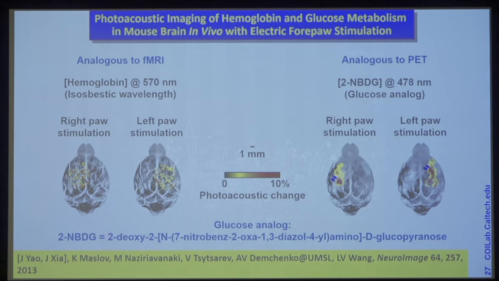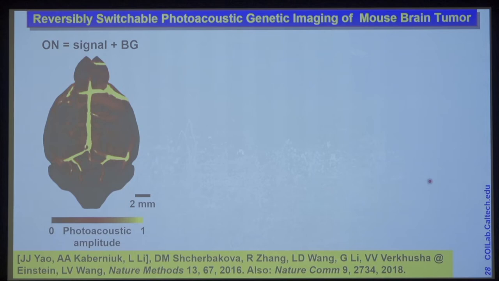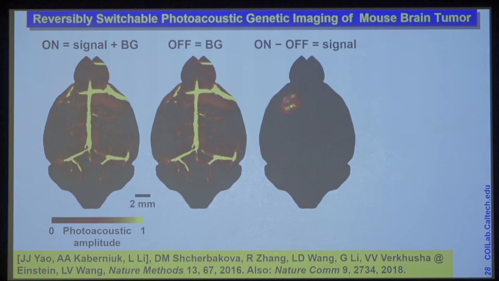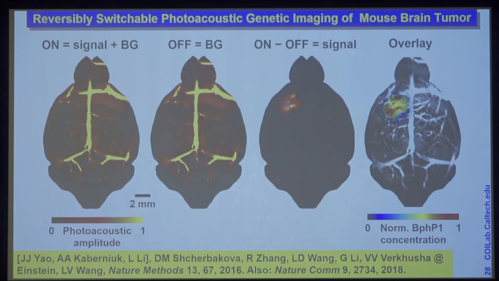So we can also use genetic encoding to image all sorts of proteins. And this is an example where we have reversibly switchable proteins. So you can turn the absorption on and off using light. And when the protein absorption is on, we can see the protein signal plus the background. And we can switch off the absorption of the protein, and that only shows the background in our image. And of course, visually, sometimes you can't even tell the difference between the two. But if you subtract them, you can show the protein signal, because that's the only thing that has changed, and the background is removed. And so that gives you all sorts of mechanisms to do many different studies, and that's genetically specific.